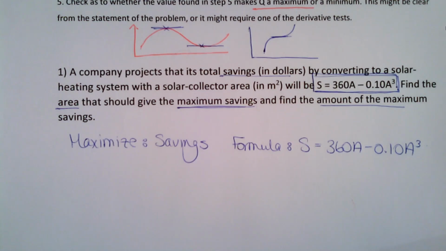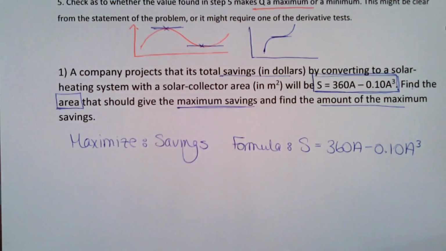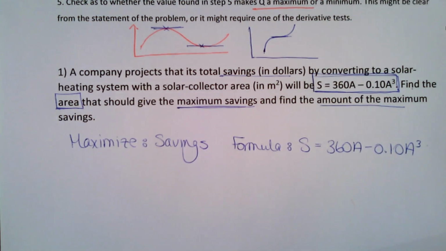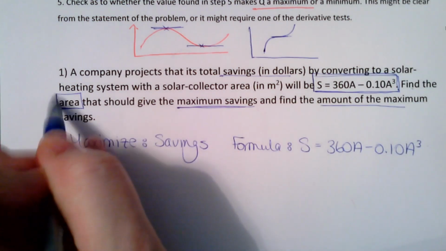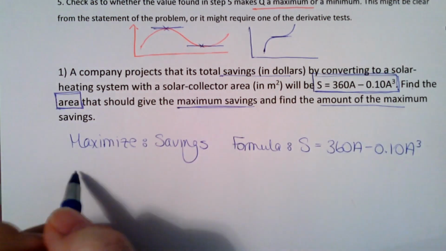Okay. Is it a problem that it's an area? Actually, no. Find the area that gives the maximum. So they actually want me to find the area that yields that maximum savings. So it's good that my formula is in terms of area because that's exactly what I want. So there's no reason to play around with this. I don't have to sub anything into it. There's no constraint here. I have what I need. I just need to find the maximum or minimum of this particular function. So I don't need to write it in terms of another variable because it's already in terms of the variable I am after.